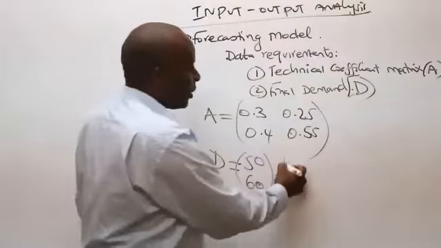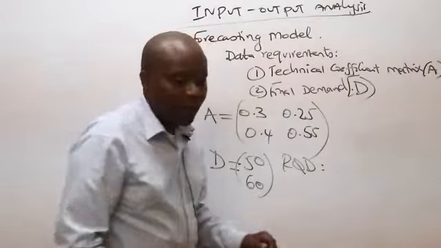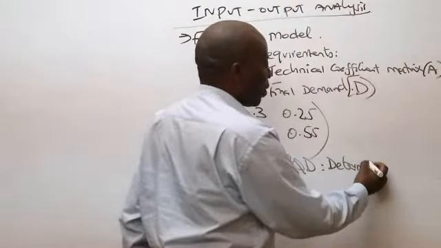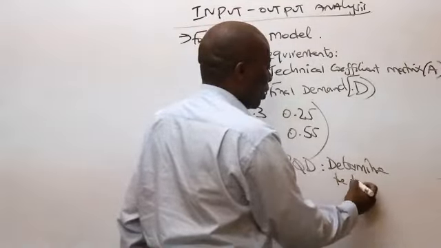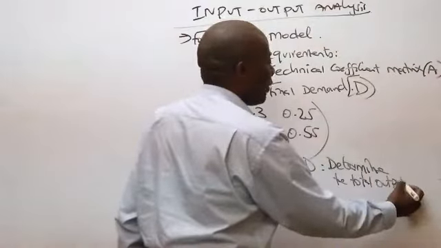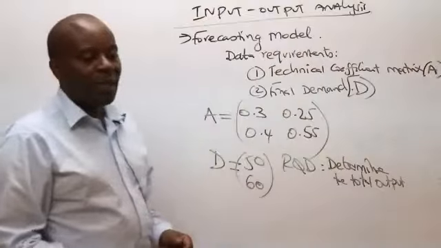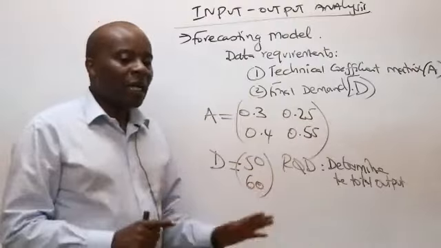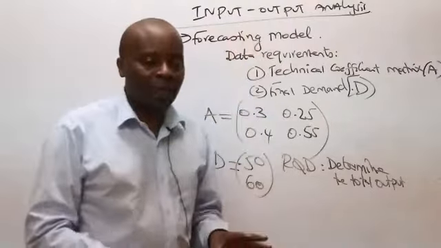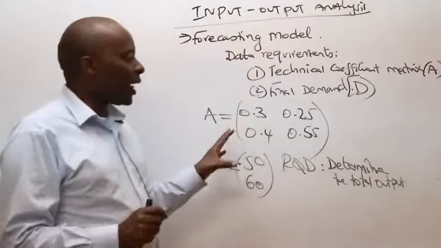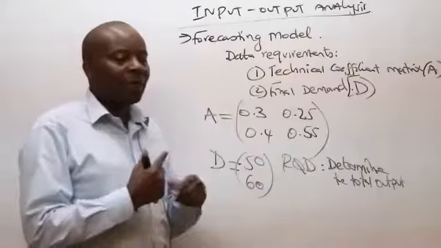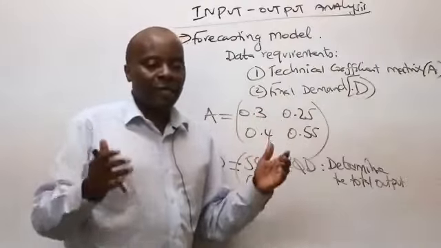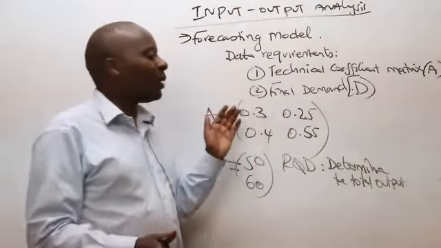And then we are required, ladies and gentlemen, to do something very easy: determine the total output. Before I tell you how we construct the technical coefficients matrix and what final demand stands for, let's start by putting everything in perspective by looking at how we do the modeling. Once we understand the modeling, the background to the model will be straightforward. So this is my little example for you.